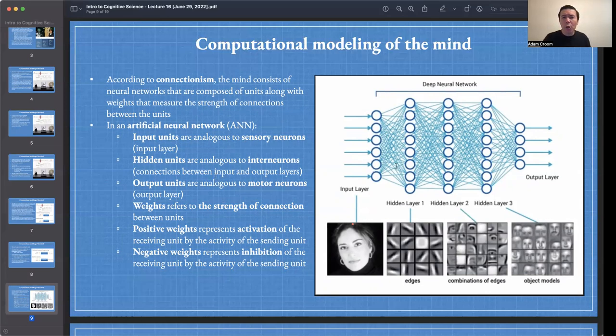Weights refer to the strength of the connection between the units. Okay, so between these two units, we see a connection represented by this line, and it can be weighted either in a positive way or a negative way. All right, we can have a positive weight, which represents activation of the receiving unit by the activity of the sending unit. We also have negative weights, which represent inhibition of the receiving unit by the activity of the sending unit.